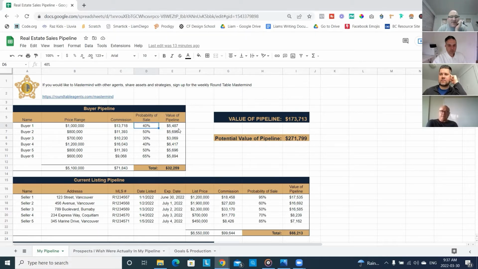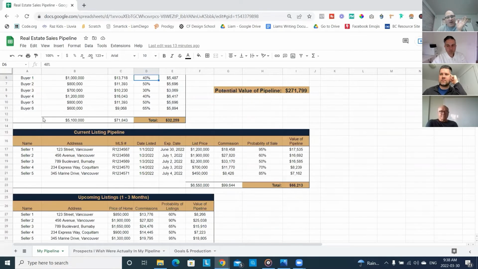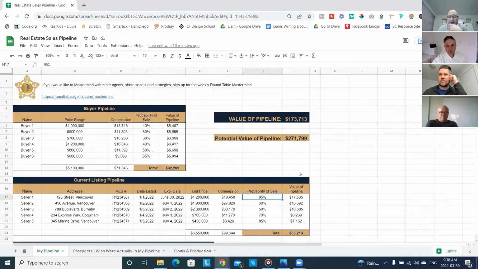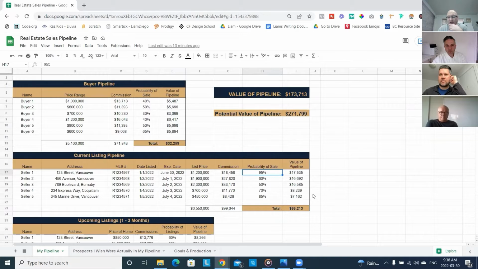But what it does is it gives you the value of your pipeline, so that when you look at it, you have the potential of your pipeline, but you also have the value based on the probability of the sale. Now we have down here your listings, so it's a little more info, but these are your active listings. So it would be address, MLS, date listed, expired, just so you have that information at hand. List price, commission, probability of sale. These days, anything that hits the market, if it's priced reasonably, I say could be a 90 plus in our current market right now. And then you have the value of the pipeline, the true value, not the potential, but the actual value.